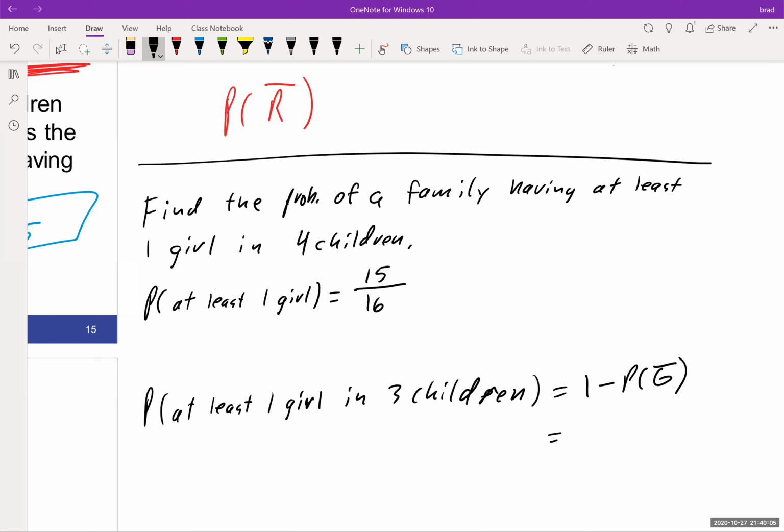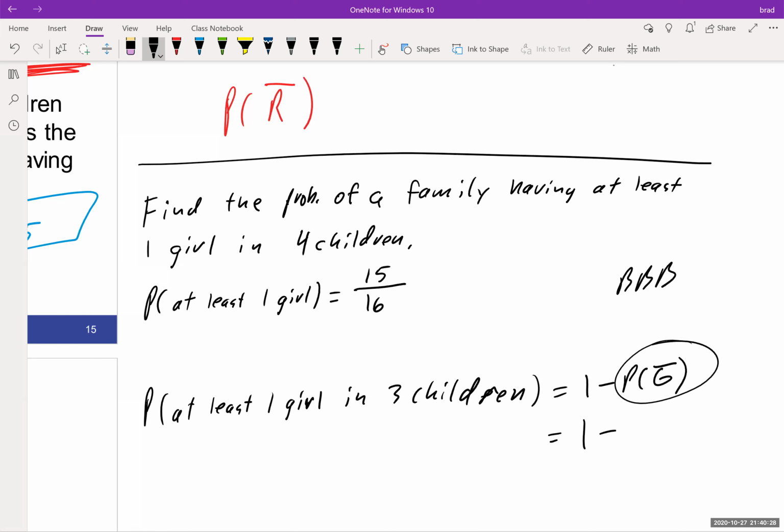So what's the probability of not girls? Well, that would be boy, boy, boy. That scenario has no girls in it, okay? It has no girls in that event, or in that outcome, I should say. So, well, I guess that is the event, and boy, boy, boy, each one of those is the outcome.